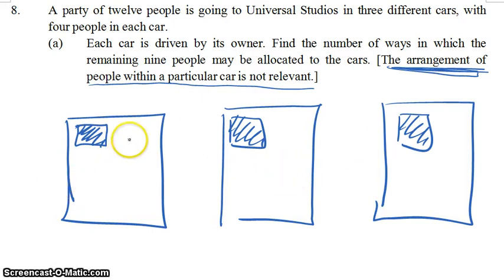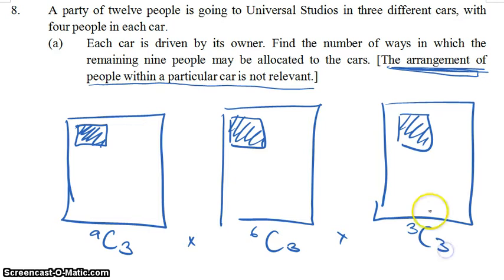So what's the first thing I have to do? Well, I've got 9 people. I'm going to choose 3 of them to go into this car, right? That leaves me with 6 people remaining. I'm going to choose 3 of them to go into this car. That leaves me with 3 people remaining. I'm going to choose 3 of them to go into this car. Multiplying these combinatorials together, I get 1,680 ways.